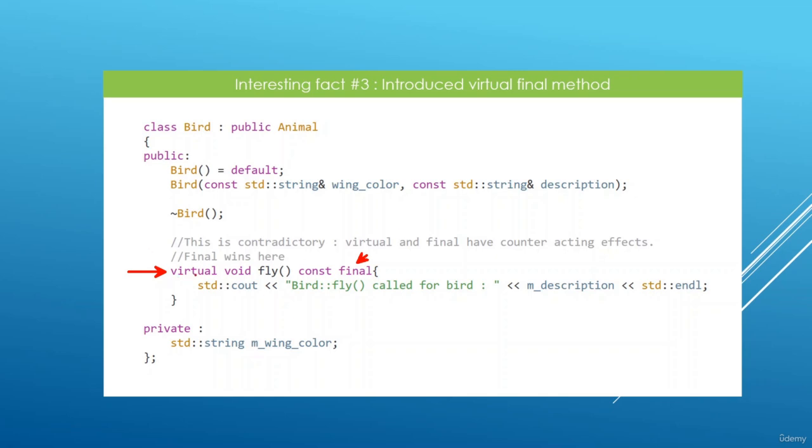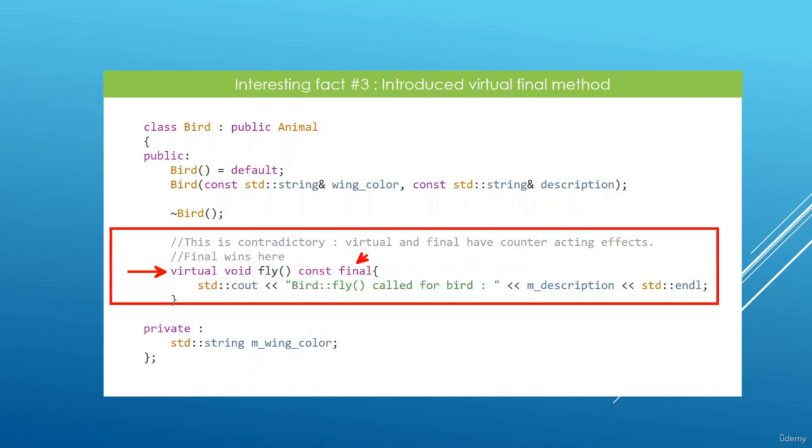The virtual keyword means that we want this to be specialized in the downstream classes. But again, we are saying this method is final. So no downstream class will override this. If they try to do that, they are going to get a compiler error. So this is again a bunch of conflicting ideas. C++ is going to allow this syntax. This is not going to give you a compiler error, but this is weird and you need to be aware of this.